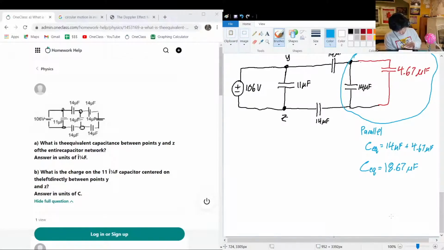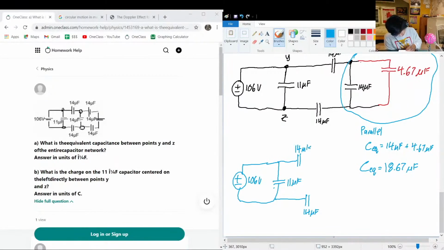To redraw our circuit one more time, we're going to have something like this, 106 volts. Here we're going to have 11 microfarads, 14 microfarads. On the top was also 14. And over here we have 18.67 microfarads. Now let's do a different color, green. It is a very progressive process, but there's nothing to be worried about.